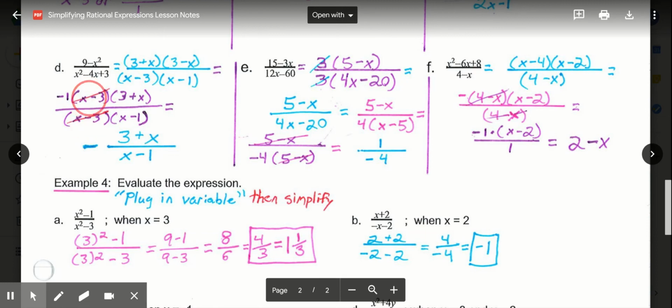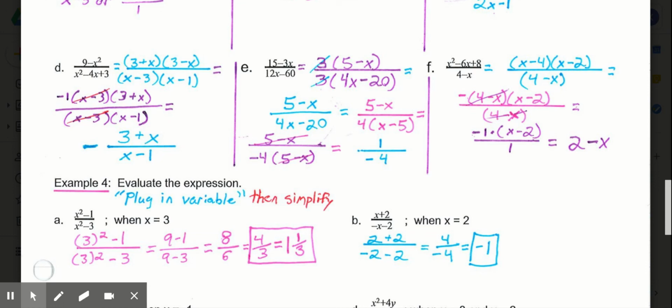Now my x minus 3's cancel. I still have the 3 plus x and the x minus 1. And then the negative 1 out in front just makes the whole expression negative. So we have a negative 3 plus x over x minus 1.